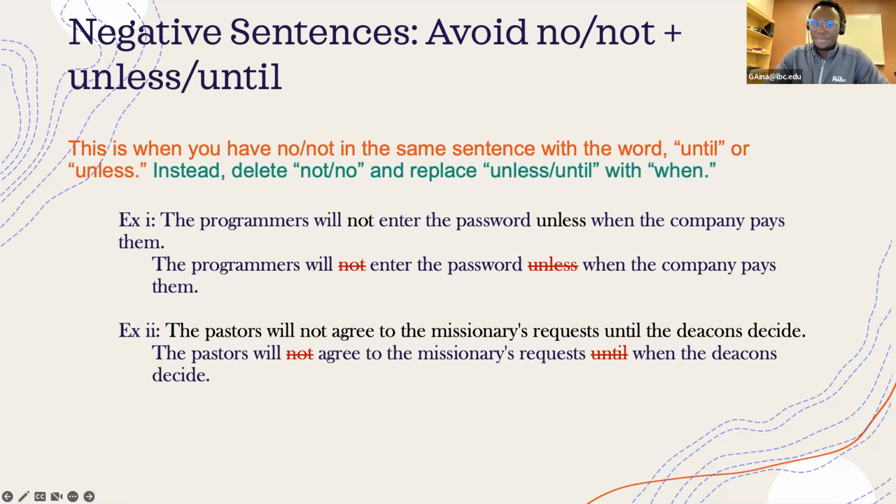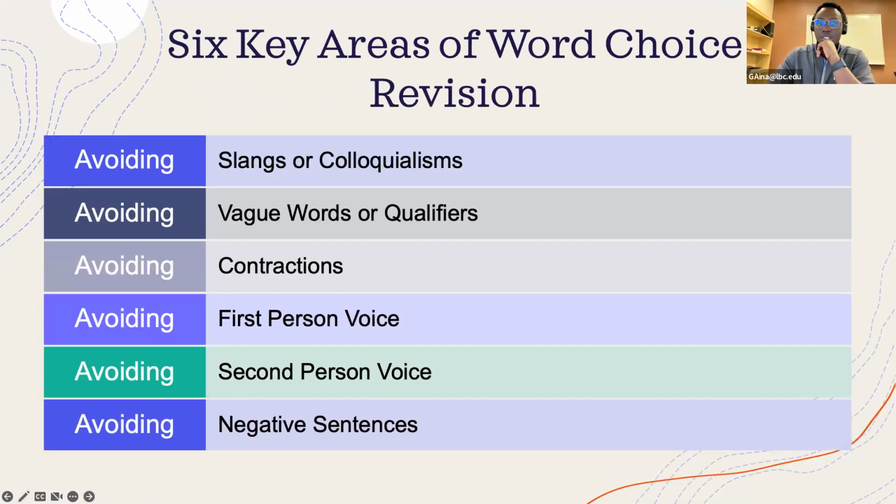And basically we have been able to go through each of the 6 key areas of word choice revision, right? Avoiding slang, big words, contractions, first person voice, second person voice, and negative sentences, right? So do we have any questions so far?